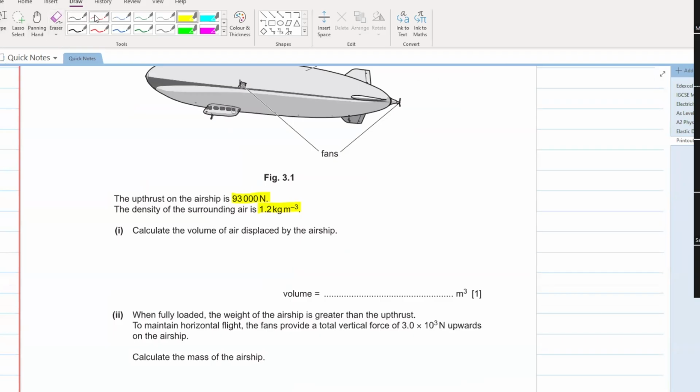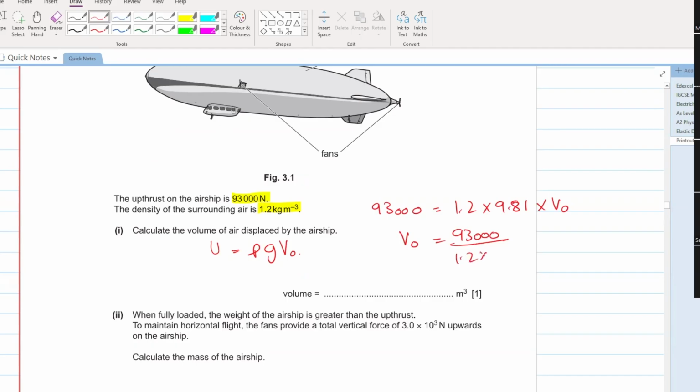How are we going to calculate that? We know upthrust is equal to density into gravitational field strength into the volume of the object. Beta, what is the upthrust? 93,000. What is the density? 1.2. What is gravitational field strength? 9.81. What is the volume of the air displaced? 93,000 divided by 1.2 into 9.8. Can you calculate this volume? It comes out to be 7900 meter cube.